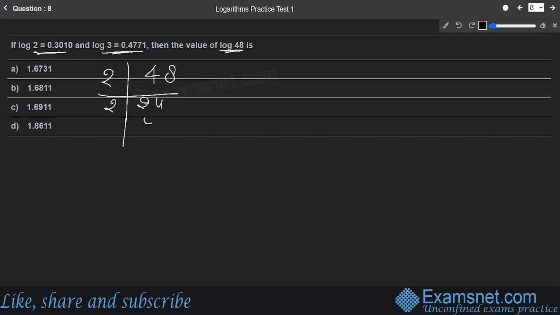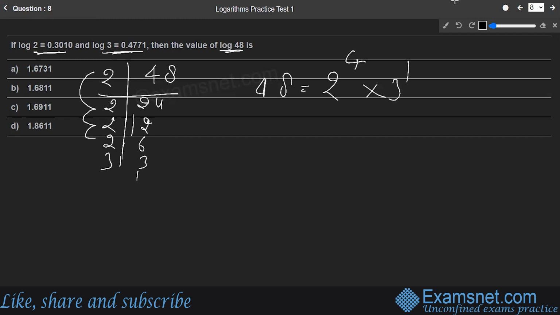It can be cut by 2 again, 2 12s are 24, can be cut by 2 again, 2 6s are 12, it can be cut by 2 again, 2 3s are 6, so it can be 3 1. So 48 can be written as 2 to the power 4 into 3 to the power 1. This is how 48 can be written.